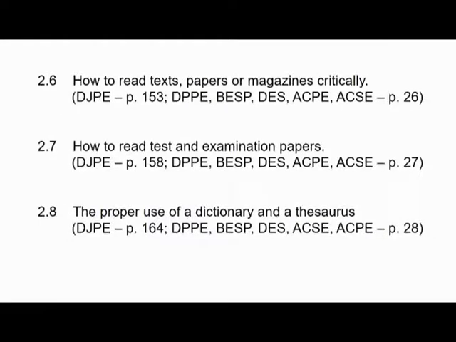How to read a text or a paper, exam paper, assignment papers, or any magazine critically. By now you know that that question is almost in every single examination. The DJPE will find it on page 153, while the other students will find it on page 26. And how to read a test and examination papers is also on page 158 for DJPE, and the others on page 27.